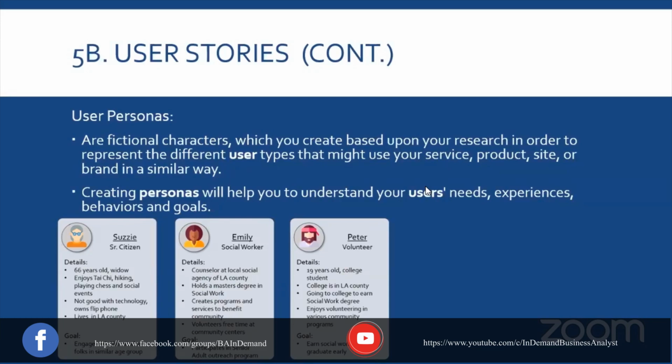Now, Susie's goal is to engage with like-minded folks in a similar age group. So that is going to be one of our characters, the person that we're developing this for, to eliminate isolation. And we know that she's not good with technology. So our requirement said that the system needs to be low tech, not so hard to use. And I've also put in where she lives because we have a match radius.